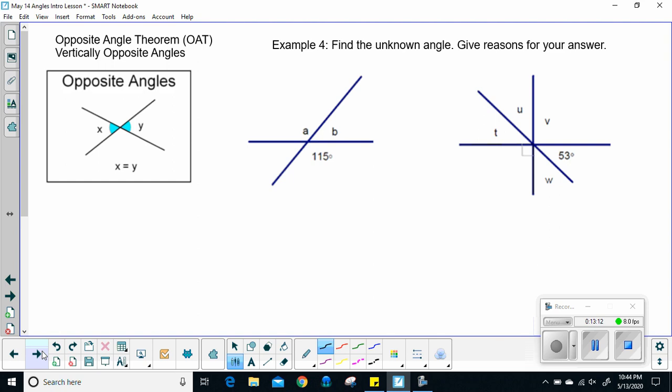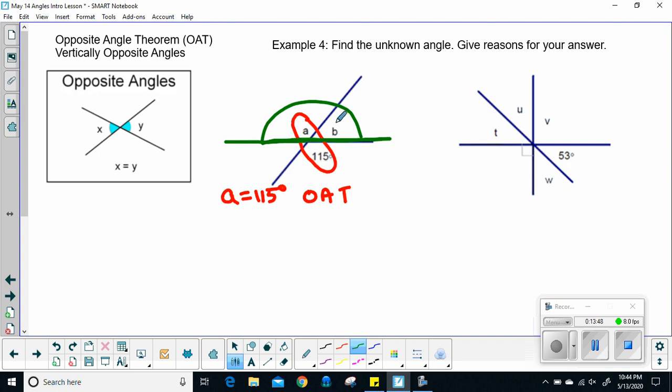Okay. Opposite angles. That's when you draw two lines, and the angles opposite from each other are equal. So we've got our opposite angle theorem. Sometimes you see the word vertically in front of it. So vertically opposite means the same thing. Okay, so how does that look in here? Since A and 115 are opposite from each other, A equals 115 degrees. So there's my opposite angle theorem. And then I say, well, A and B are all in a line, so A plus B has to equal 180 degrees because of my supplementary angle theorem.